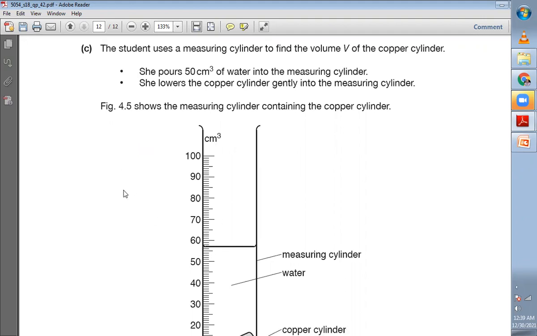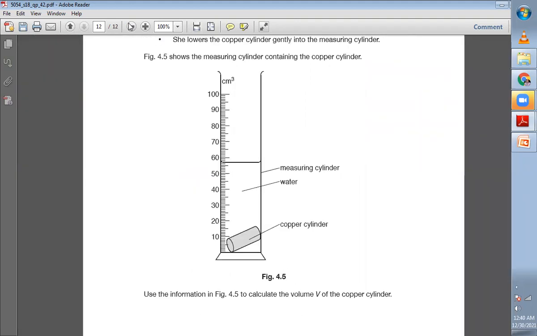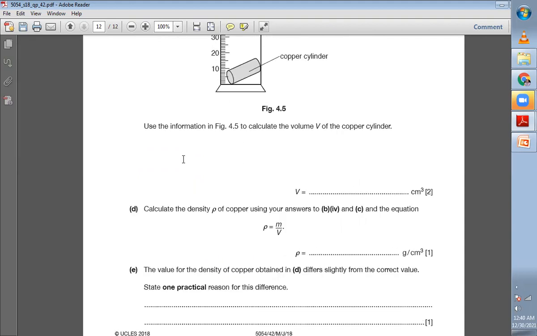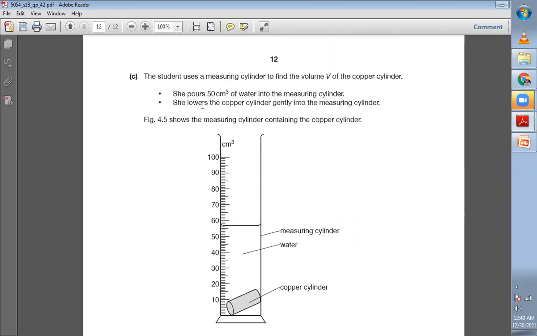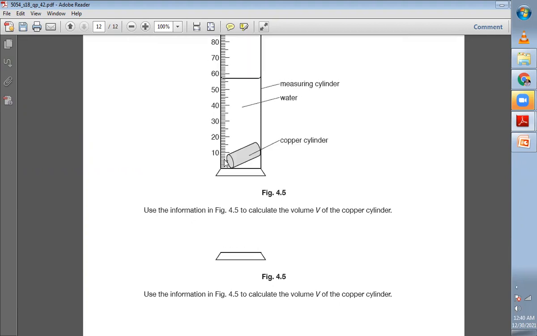He says figure 4.5 shows the measuring cylinder containing the copper cylinder. Use the information in figure 4.5 to calculate the volume V of the copper cylinder. Okay, so the initial reading V1 was 50. When you have put the copper inside, now the reading is something like 57, I think, cm³. So when you subtract 57 minus 50, you get the volume of the cylinder.